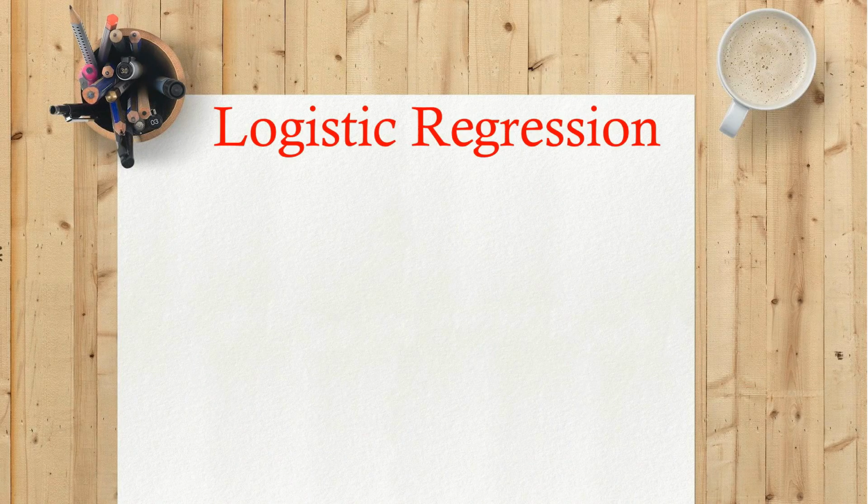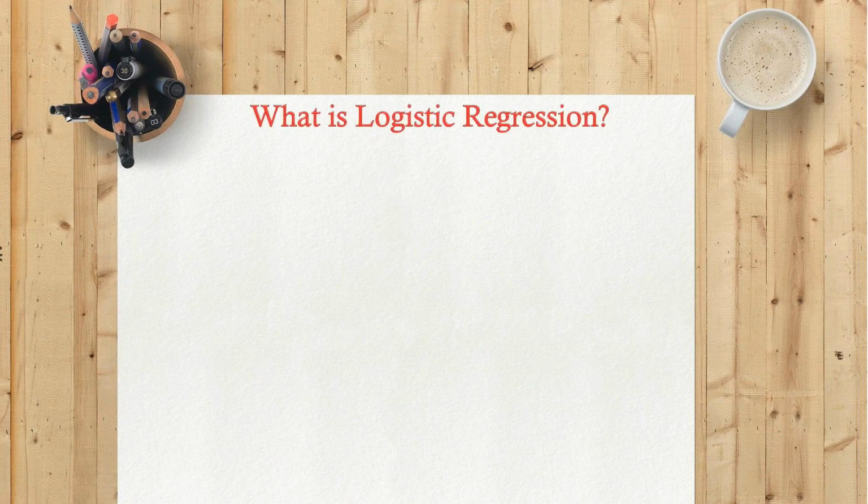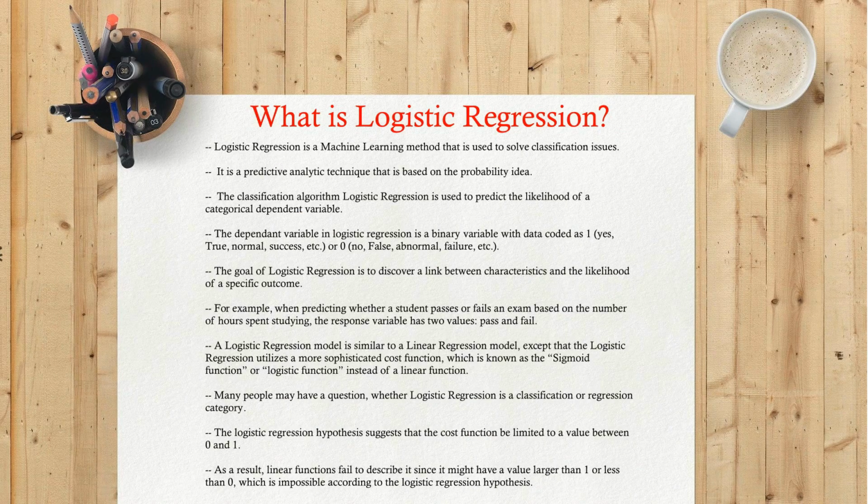Logistic regression. What is logistic regression? Logistic regression is a machine learning method that is used to solve classification issues. It is a predictive analytic technique that is based on the probability idea. The classification algorithm logistic regression is used to predict the likelihood of a categorical dependent variable.